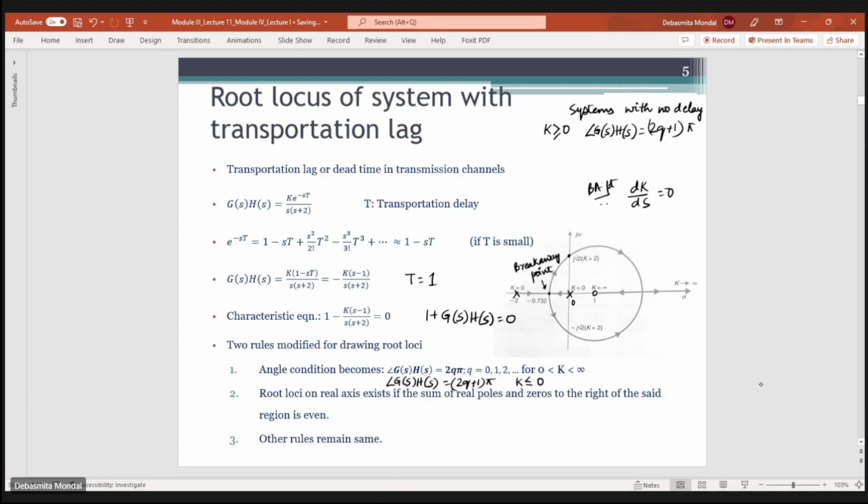So this point you can find out from the Routh-Hurwitz criteria. You can find out what will be the value of k as well as the value of omega at this point from the Routh-Hurwitz criteria. Okay, so this point is known, this point is known.